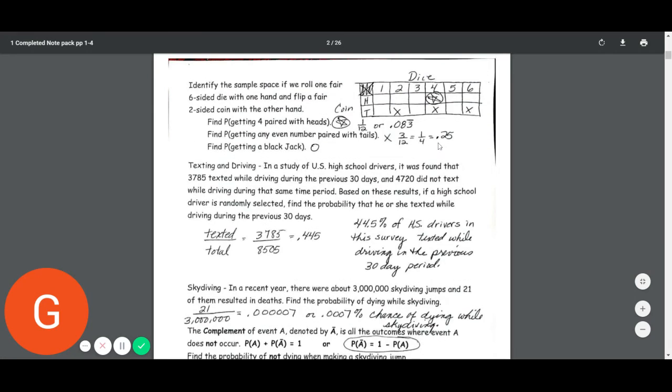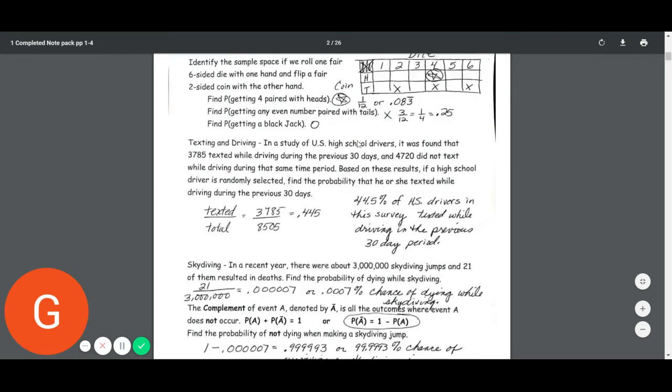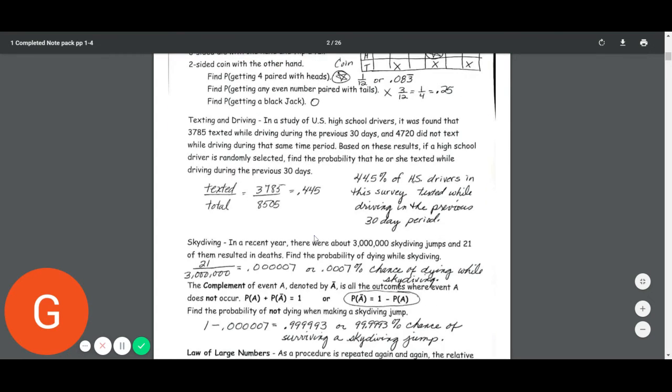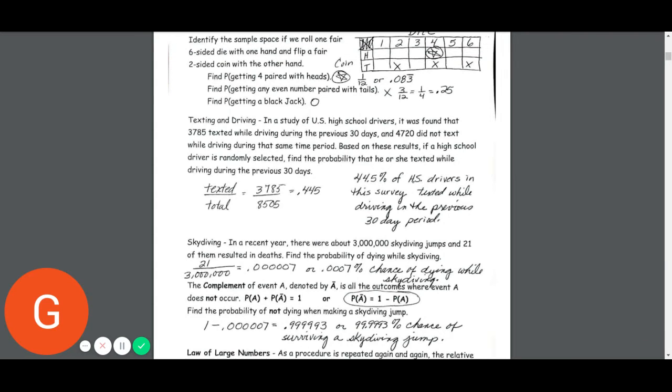Okay, so that would be an example of classical theoretical probability, because we're calculating the number of ways something could occur over the total possible outcomes. Okay, next example, texting and driving. In a study of U.S. high school drivers, it was found that 3,785 texted while driving during the previous 30 days, and 4,720 did not text while driving during that same time period.